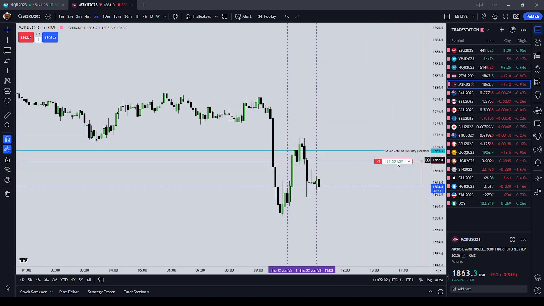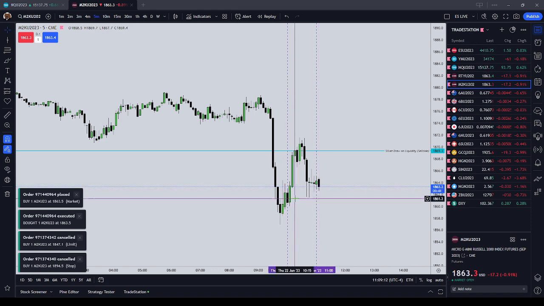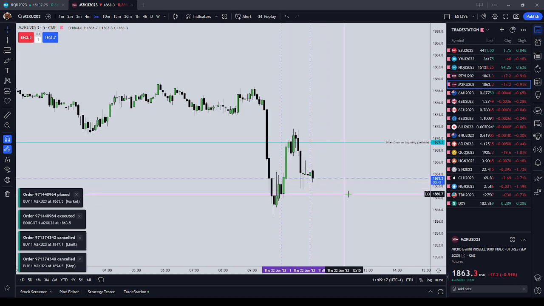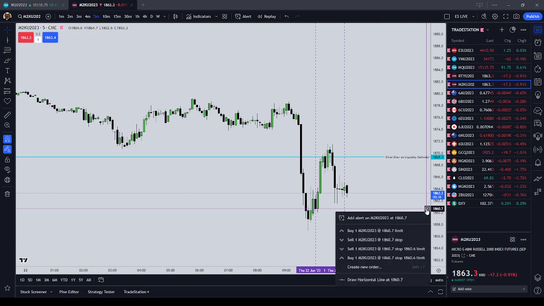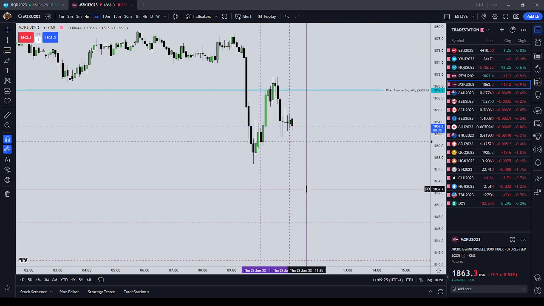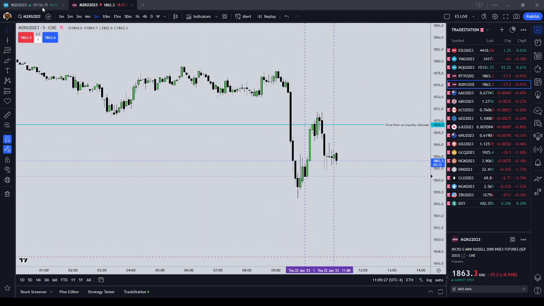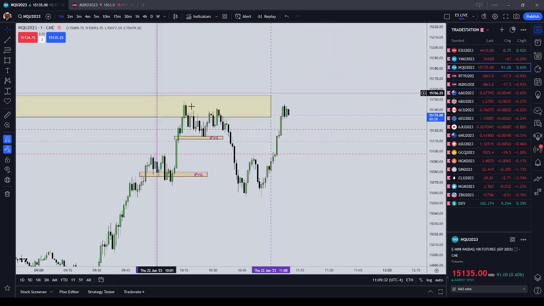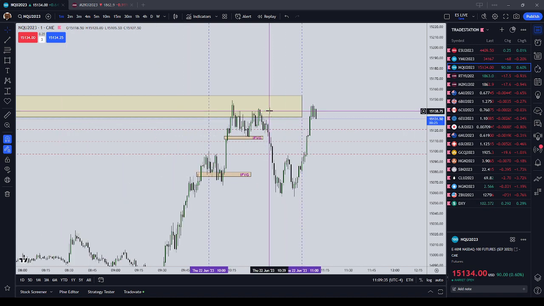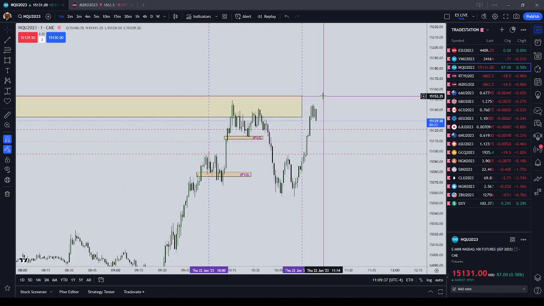Here with the micro Russell, I'm going to go ahead and take my profit because it is kind of rejecting off this order block here. So what I do want to know, I put an alert on, so $20 on the micro Russell. So $20, happy with that. It's lunch money, happy with the $20.